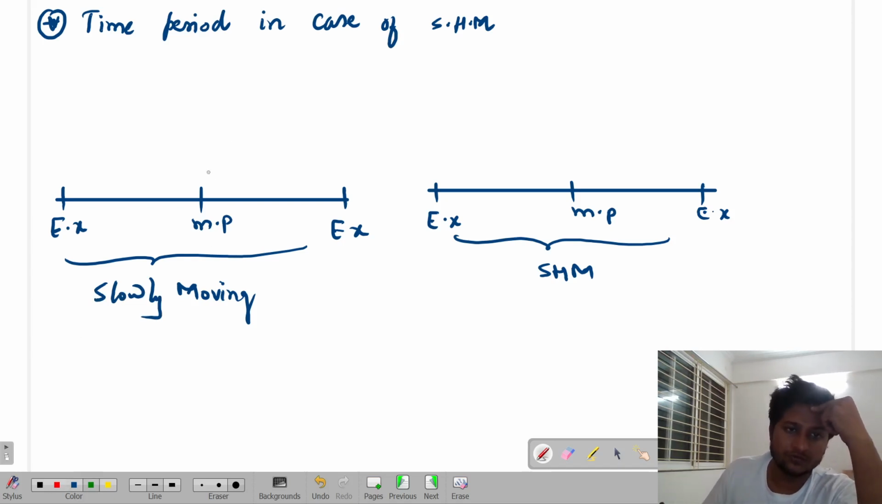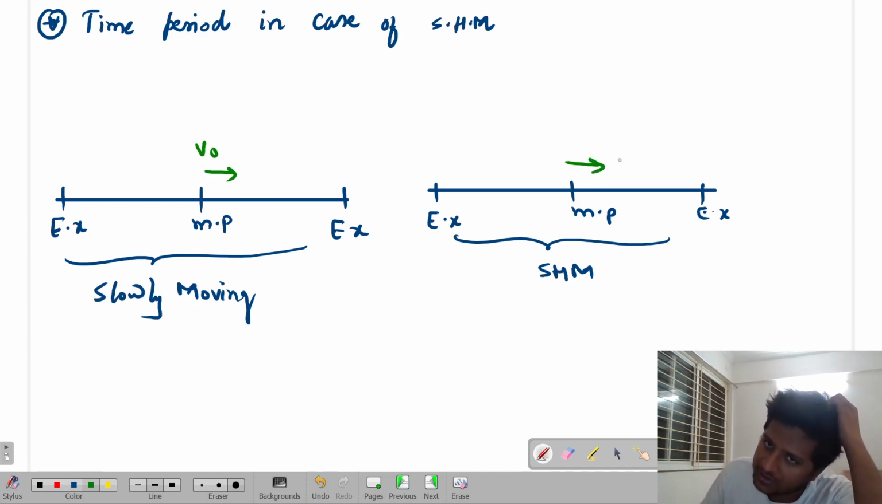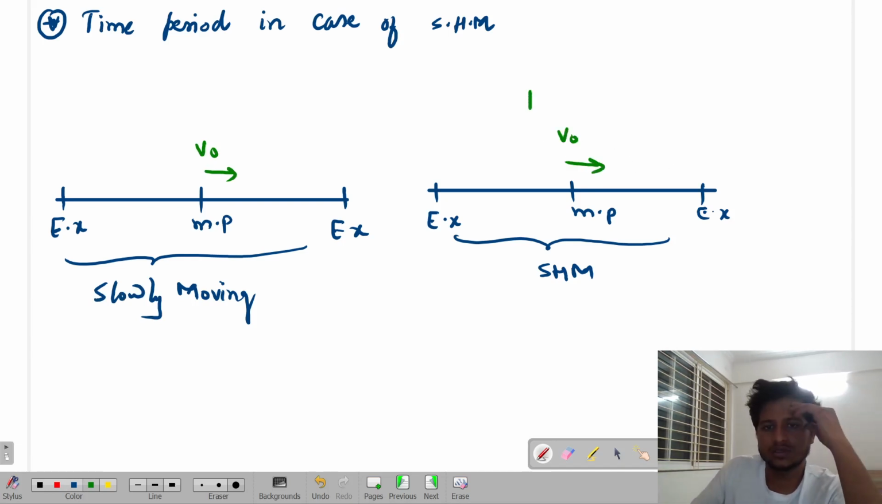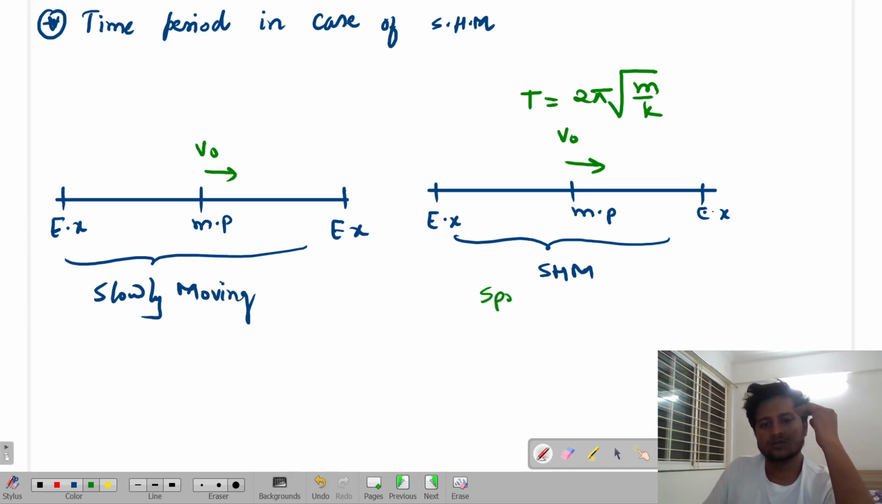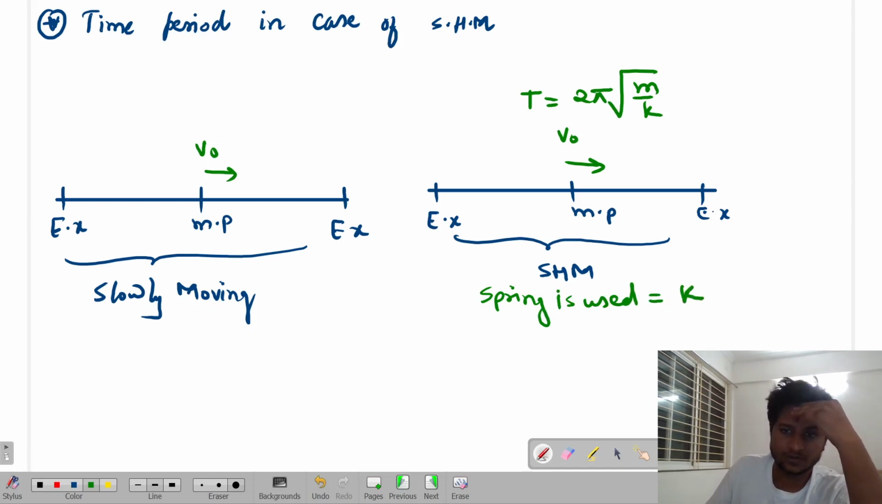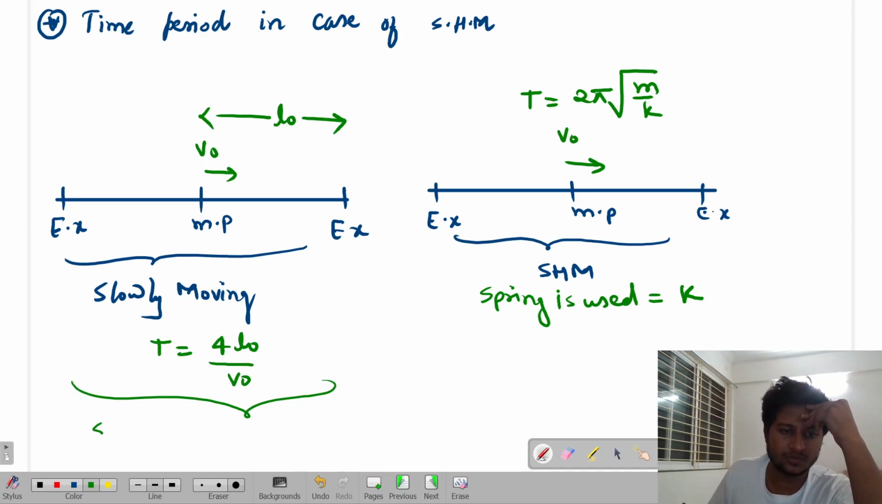So if it goes with velocity v naught, and here also if it goes with some velocity v naught, then here the time is given as 2 pi root under m by k, where the spring is used. Here what is used? Of spring constant k. And here I have to define the length first of all. Then the time period for the slowly moving case is 4 L naught by V naught, because here the motion is happening without spring.